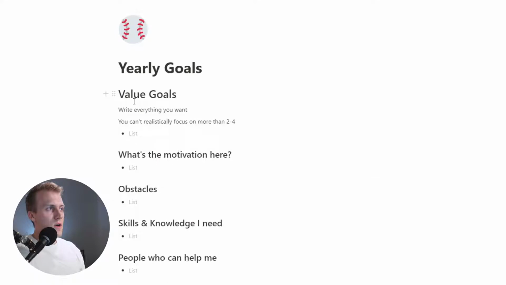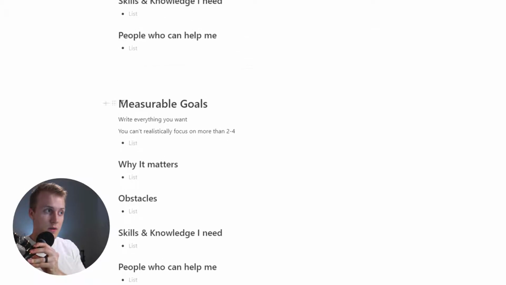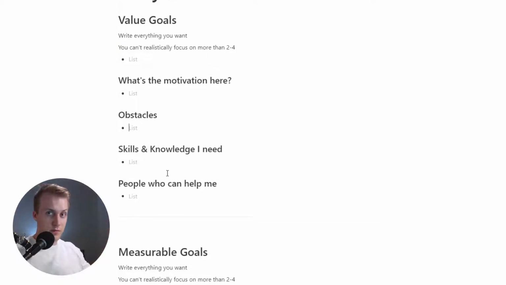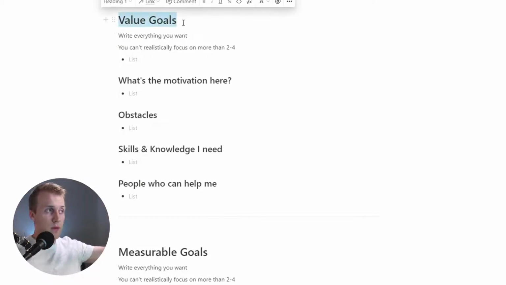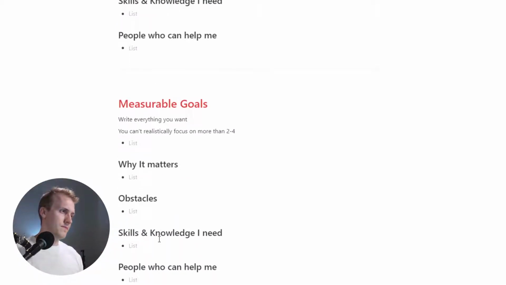Measurable goals. These are one step deeper from value goals. Measurable goals are everything you want. Again, only choose 2 to 4. So value goals are different than measurable goals. If a value goal is immeasurable, then a measurable goal is measurable. So only choose 2 to 4 for the year. Why it matters, what's the motivation, the obstacle standing in your way, the skills and knowledge that you need to achieve this goal, and then the people that can help you. It could be mentors, family, friends, business people, colleagues, business mentors, business coaches, whoever.